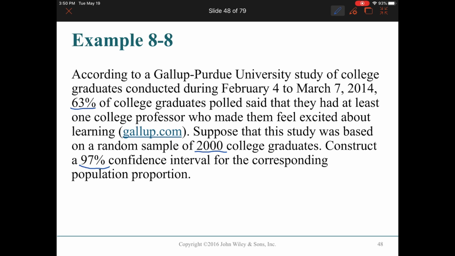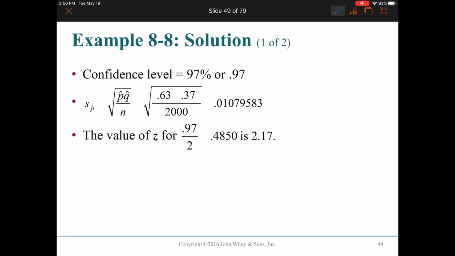Anyway, suppose this study was based on a random sample of 2,000 college graduates. Strangely, though, they go for something that I would never do on a test, a 97% confidence interval, the confidence level here, for P.